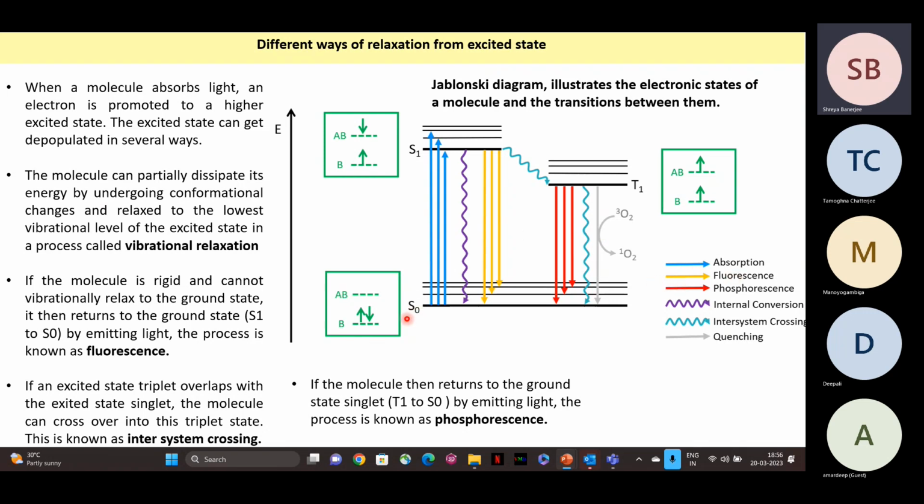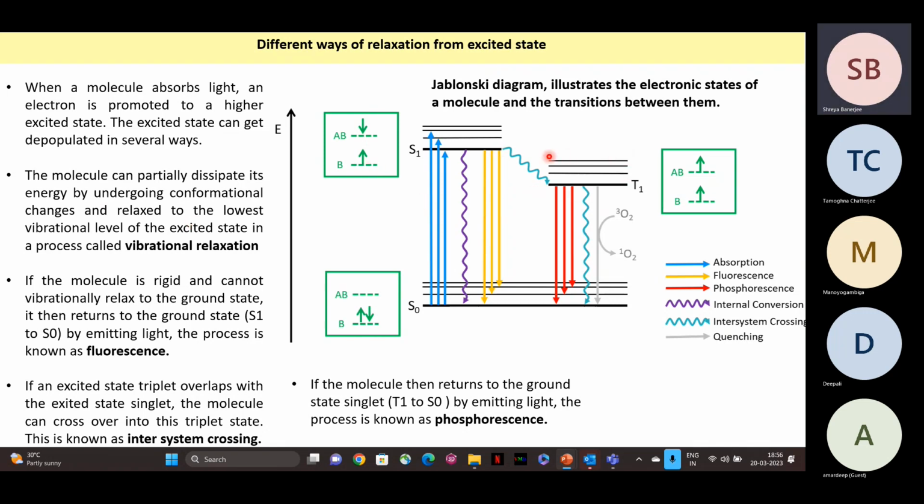S0 and S1 are both called singlet states. Singlet basically means that the spin is paired. In S0, there are two electrons of opposite spin, so the spin is cancelling out. In S1 also, there are two electrons of opposite spin, so the spin is cancelling out, but the two electrons occupy two different energy levels.